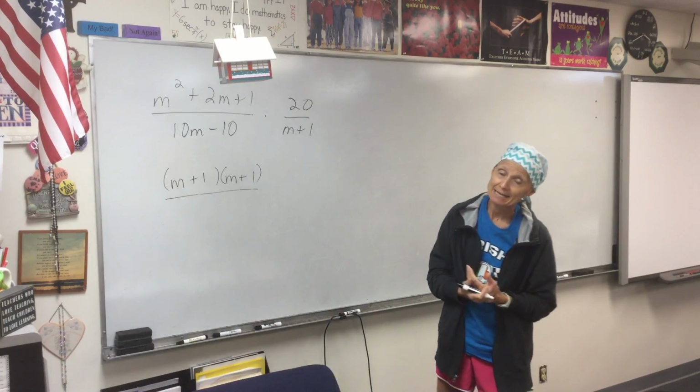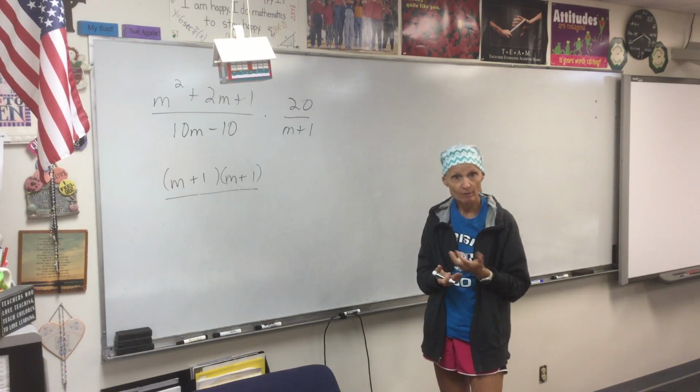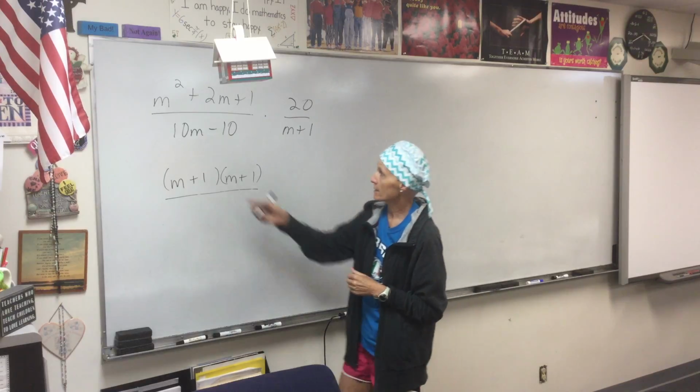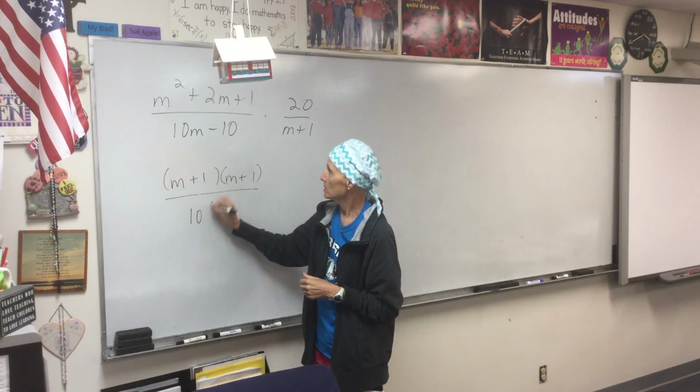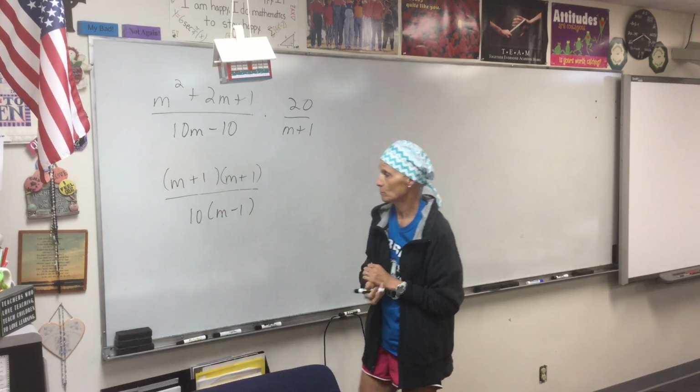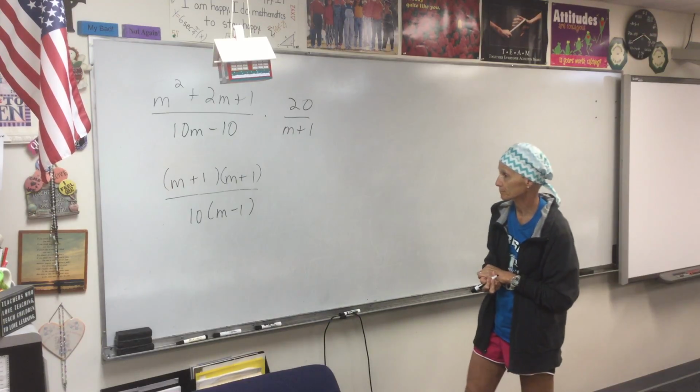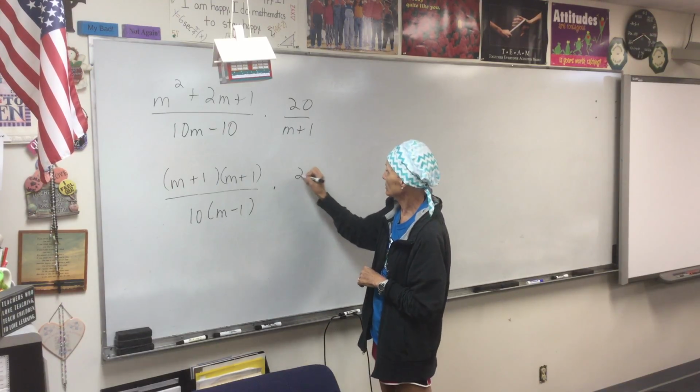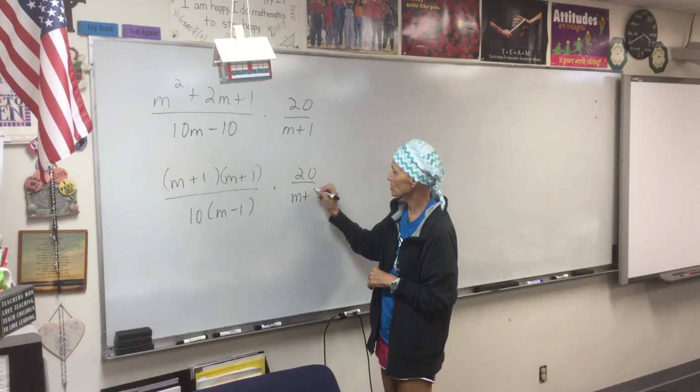There really isn't anything to do on the bottom except take out your GCF. Your greatest common factor is 10, so we'll pull out a 10 and we'll be left with 10 times m minus 1. And that's still times the 20 over m plus 1.